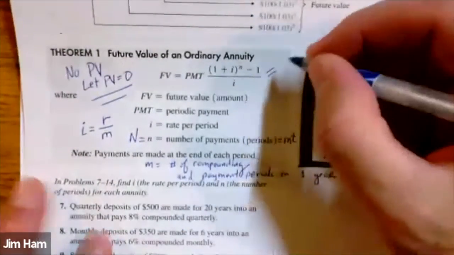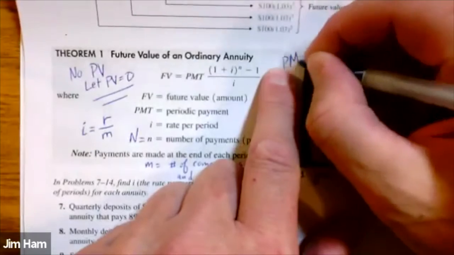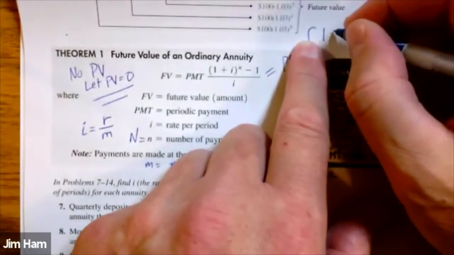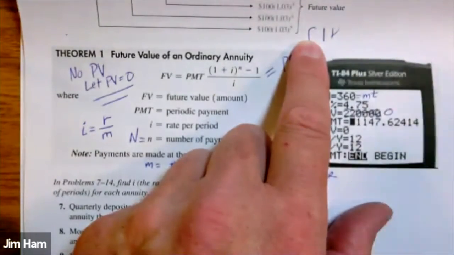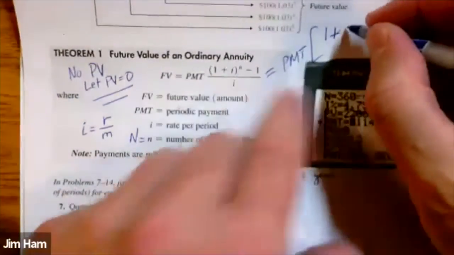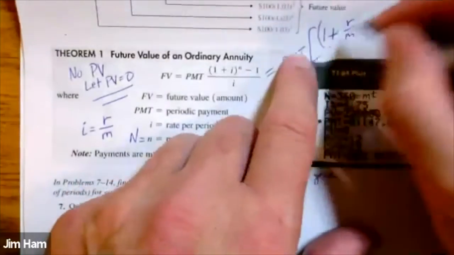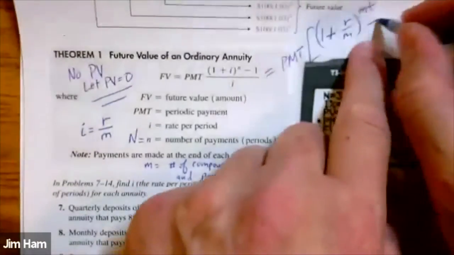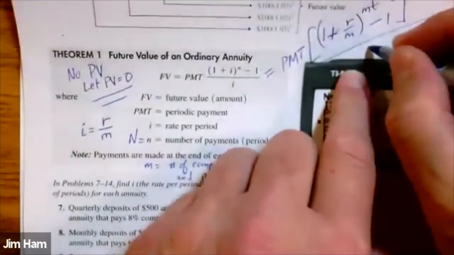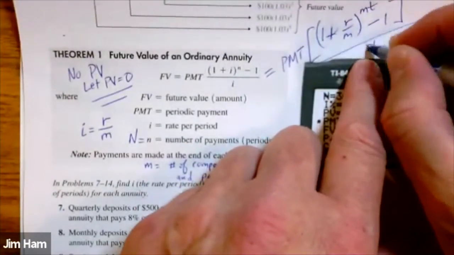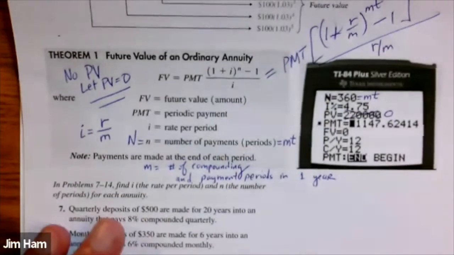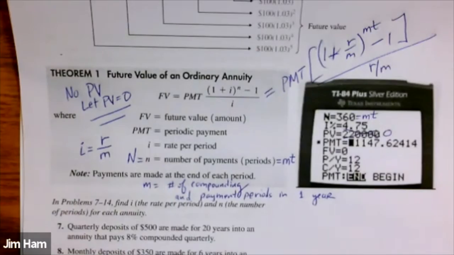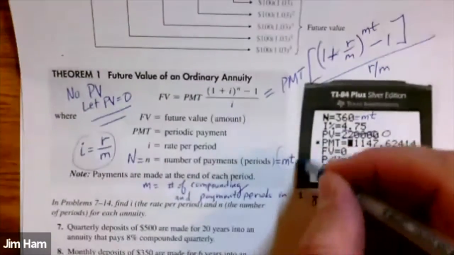So if we rewrote this formula, it would be the payment, and then you'd have 1 plus I, which is R over M, to the MT power, minus 1, and all of that is divided by R over M. So this would be the expanded formula if you make these two conversions.